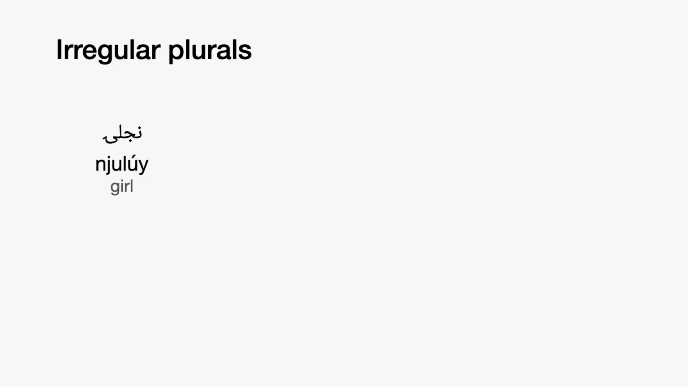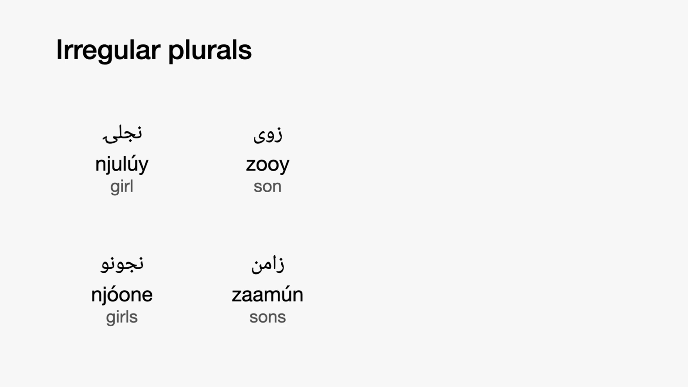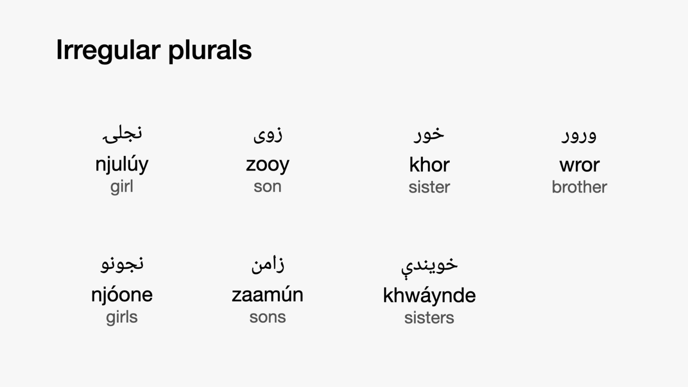For instance, injale is a girl, but girls is injune. Zui is a son, but zaman is sons. Khor for sister, or khwendi for sisters. Rur, brother. Runa for brothers. These you'll just get used to. A lot of these are family and relationship terms.